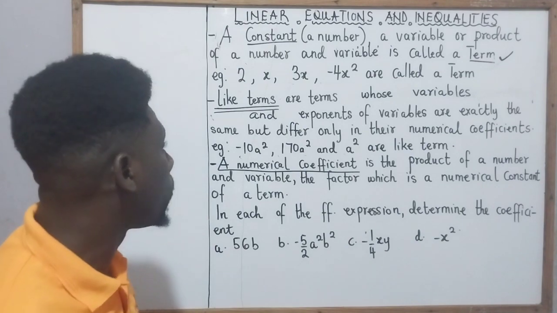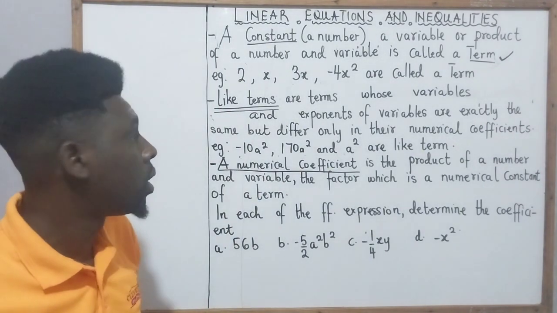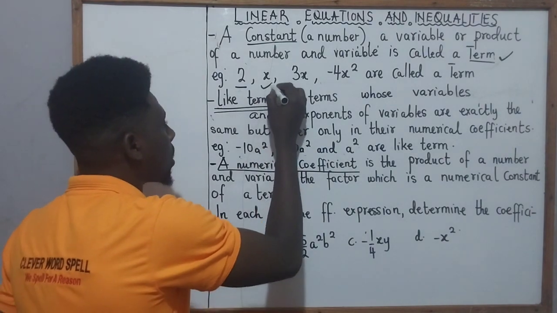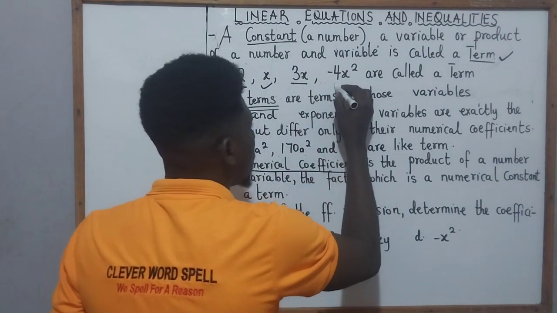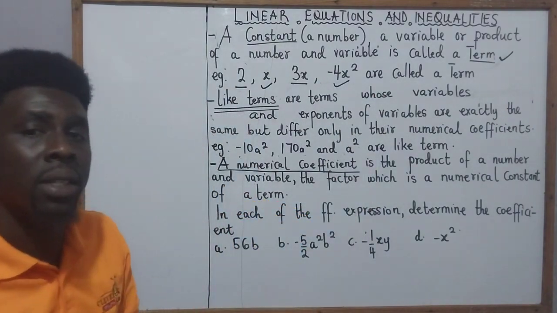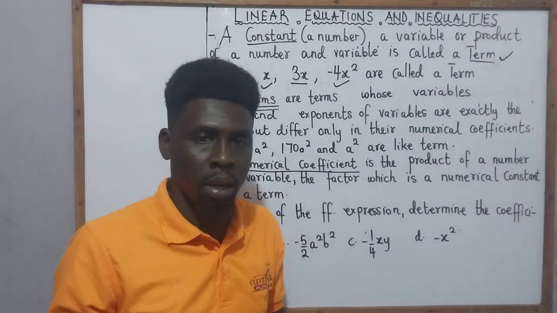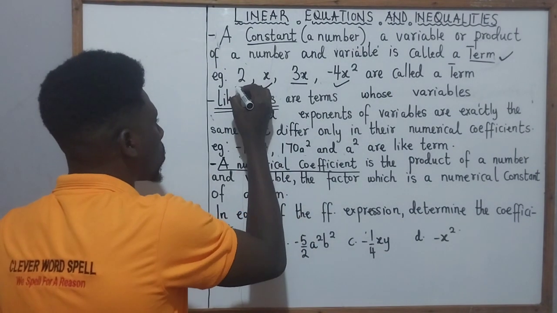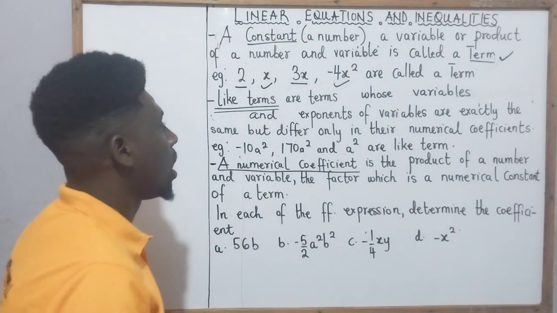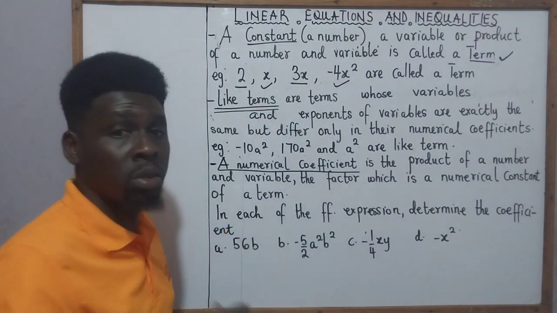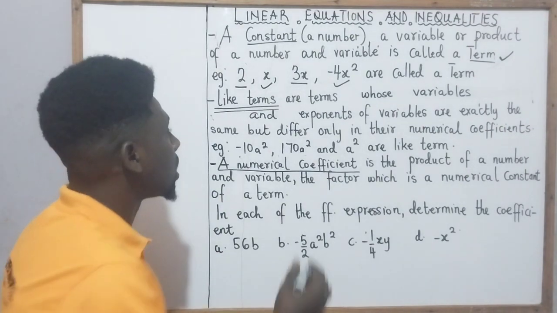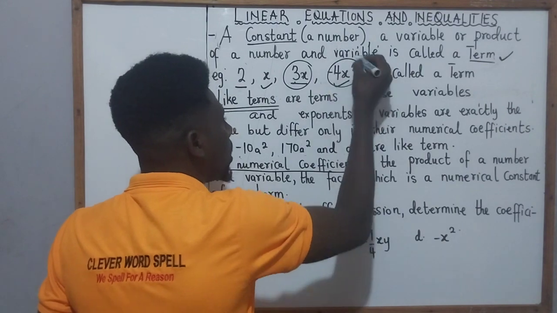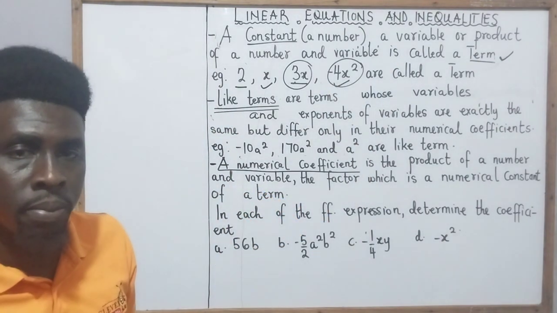Alright, so let's look at our example. The first example here, we have 2x, 3x, negative 4x squared, and we are saying they are called terms. They are called terms because, one, a term can be a constant, which is a number. A term can be a variable, which is mostly letters, or it can be a product of a number and a variable, as we have in these two examples.